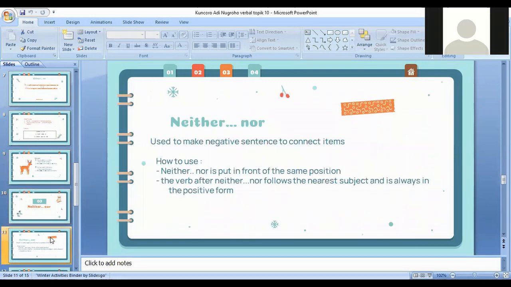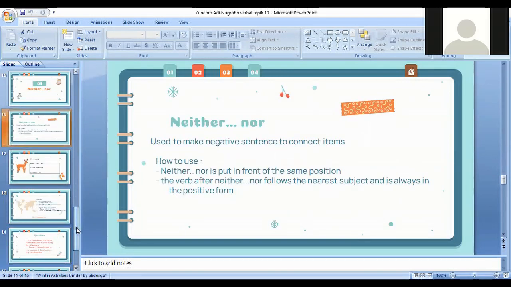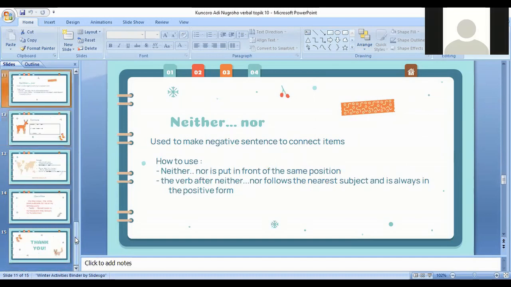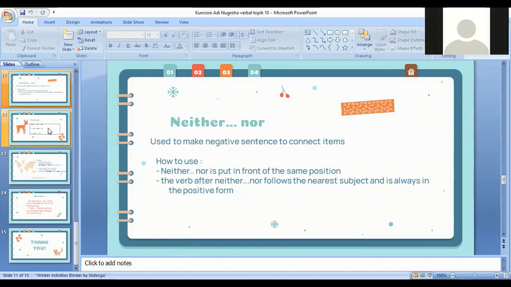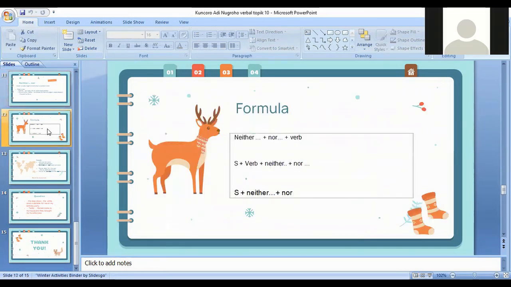3. Neither nor. Used to make negative sentences to connect items. How to use: neither and nor are put in the same position. The verb after neither nor follows the nearest subject and is always in the positive form. Formula: neither plus subject plus nor plus subject plus verb; subject plus verb plus neither plus nor; subject plus neither plus nor.